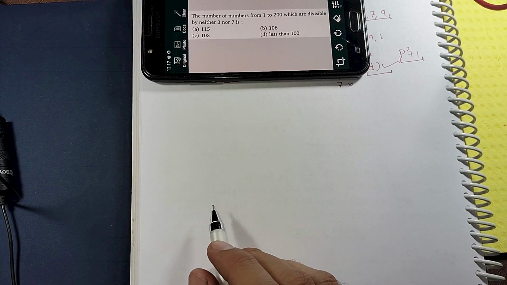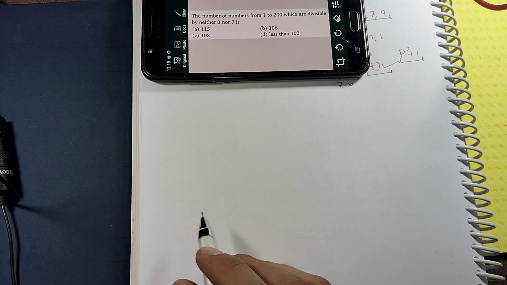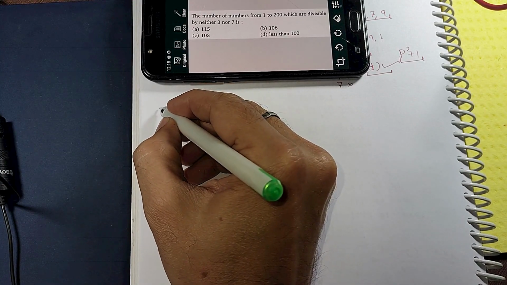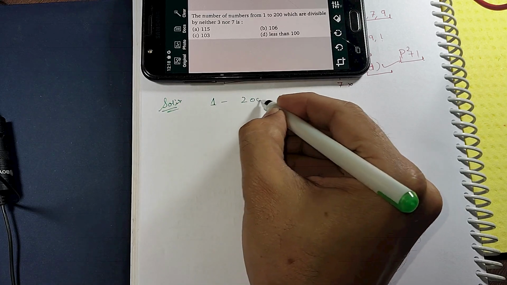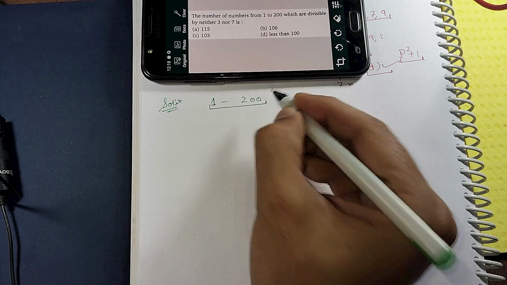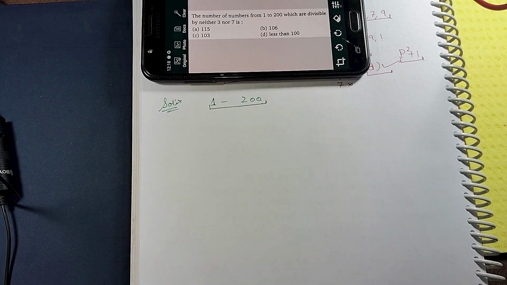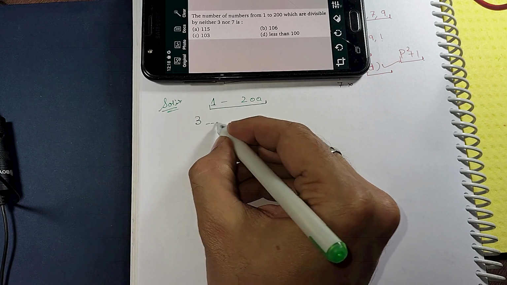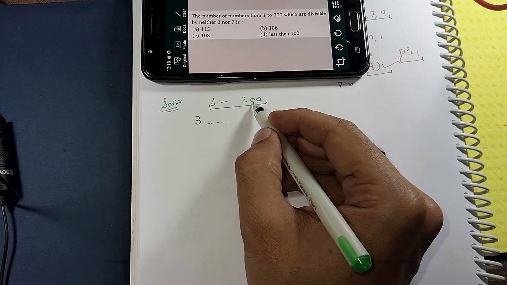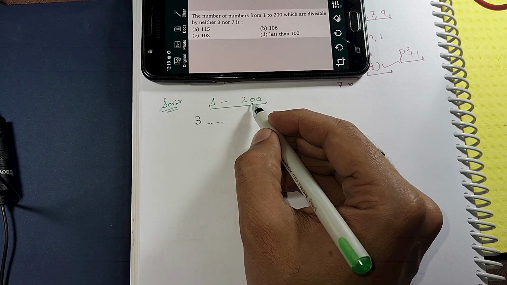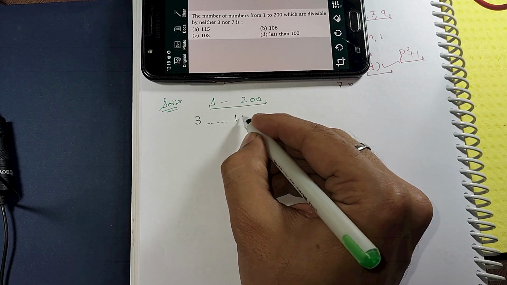The number of numbers from 1 to 200 which are divisible by neither 3 nor 7 is? So from 1 to 200 we need to find the numbers which are neither divisible by 3 nor divisible by 7. Right? So first of all we will find the numbers between 1 to 200 which are divisible by 3. The very first number which is divisible is 3. Now the largest number below 200 will be not 200, not 199, but 198.